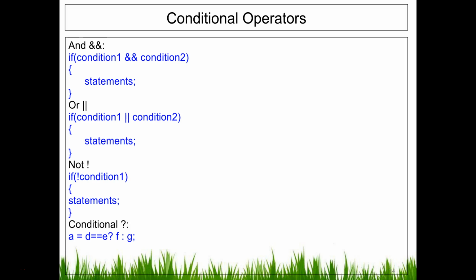What the statement actually means is, if D is equal to E, again the way to compare equality is double equal to, not single equal to, then assign the value of F to A, else assign the value G to A. If D is equal to E, assign F to A, else assign G to A.